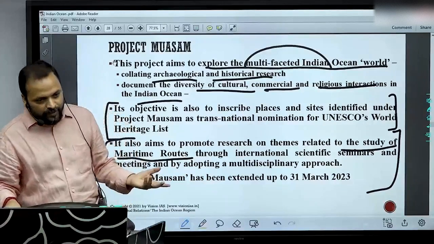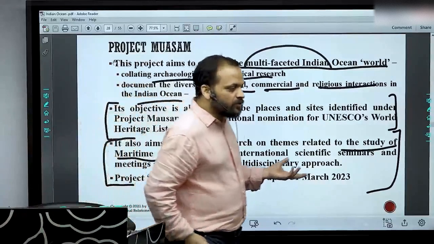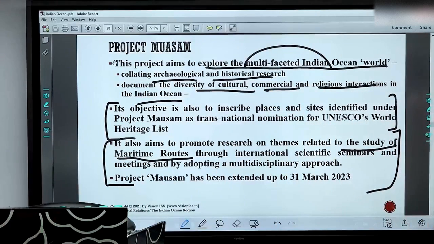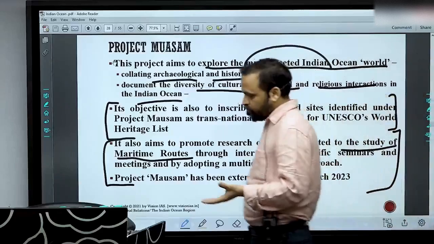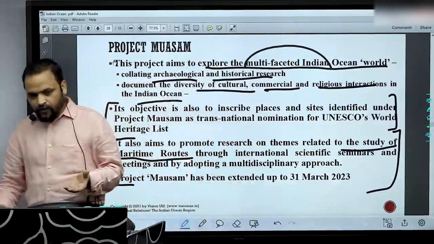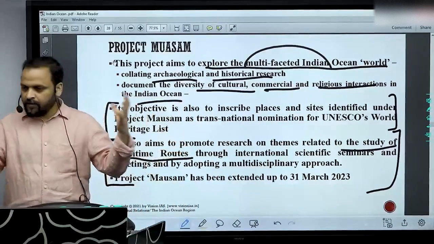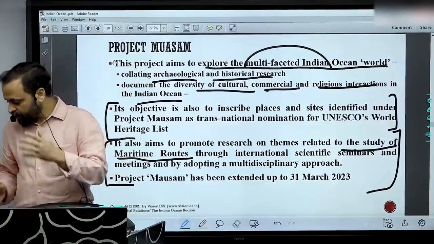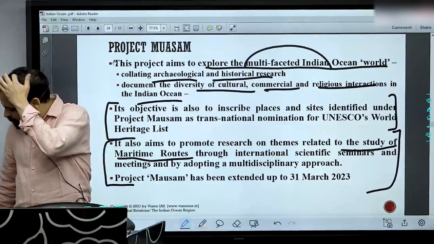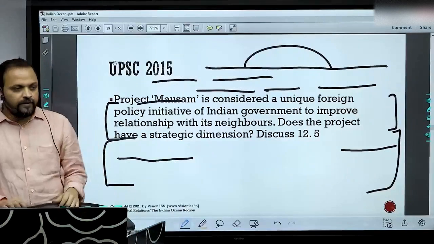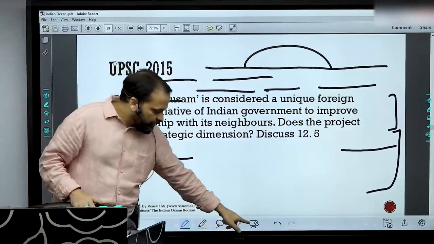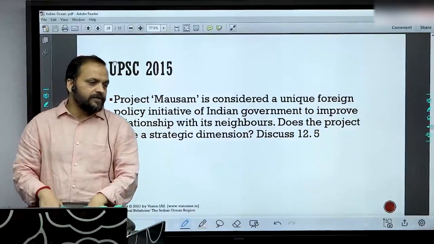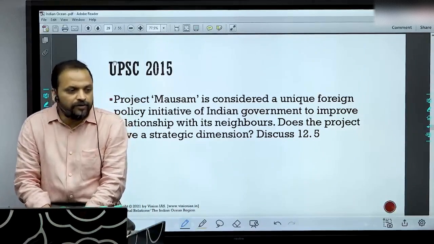It was not asked in Paper 1, it was asked in Paper 2. The project is a project of the Ministry of Culture, right? So this is one example of how topics are mixed up in UPSC. Topics are interrelated in UPSC. Now what is its value from the perspective of the preliminary examination? So what will you remember? When was Project Mosam conceived, announced? 2014.